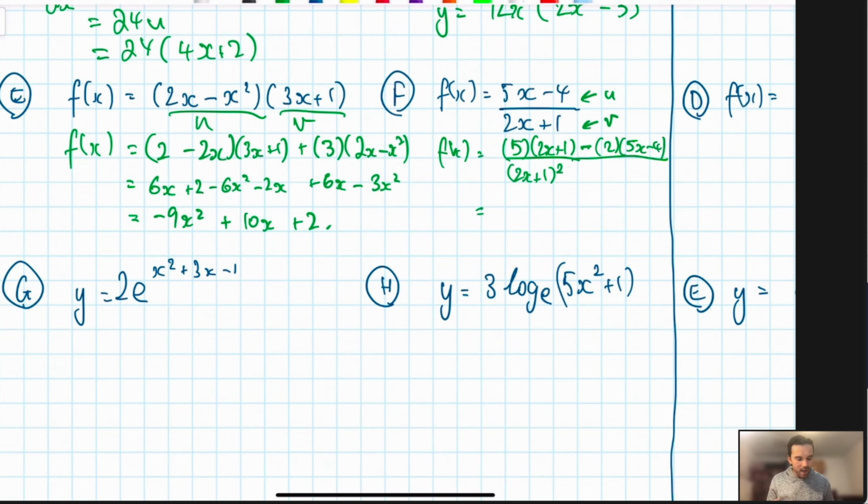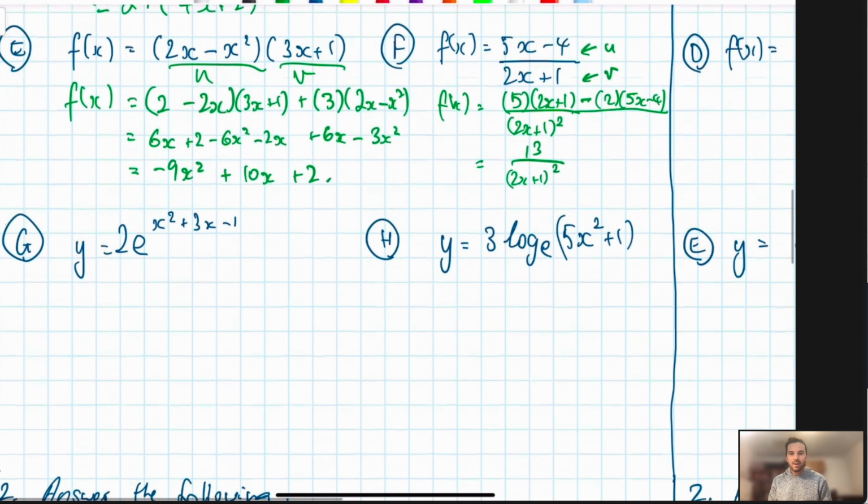So we've got a 10x minus 10x, they cancel. Then you've got a 5, and then you minus a negative 8. So I think that's going to be 13 on 2x plus 1 all squared. I hope that's the case. I just don't have much space there, so that's good.